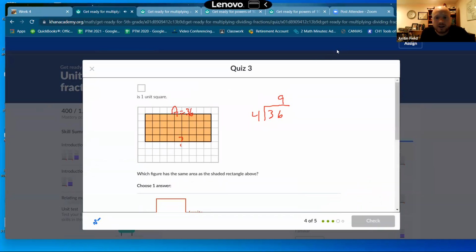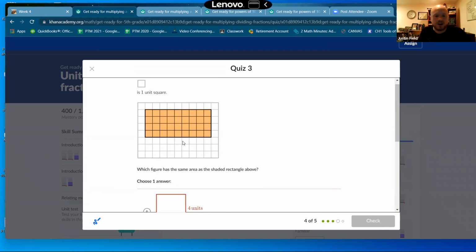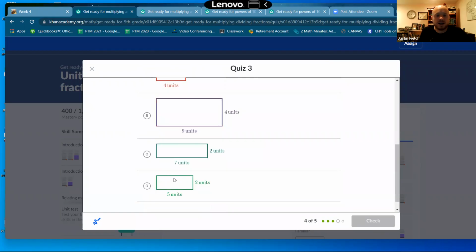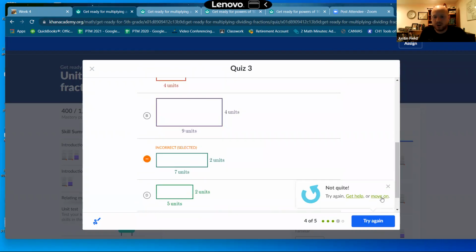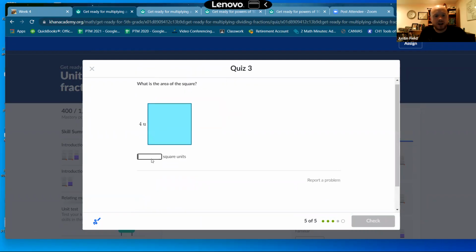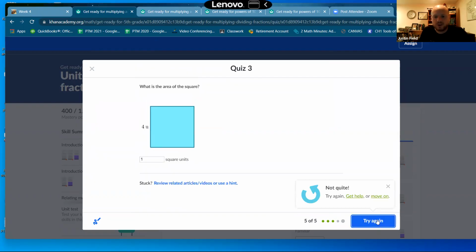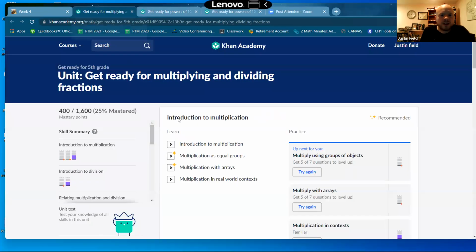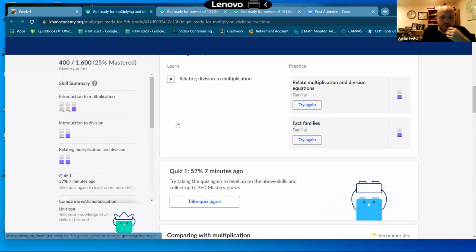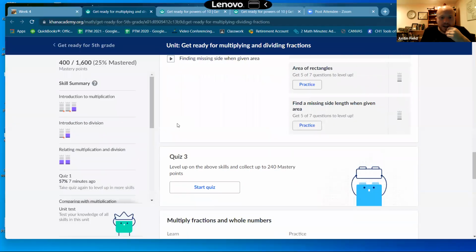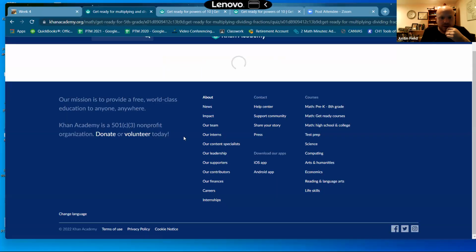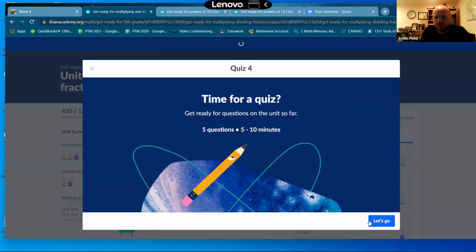Okay. So count the squares and then figure out which one has the same area. I don't want to spoil the fun for you. That one has a little trick, but let's see if we can figure it out. Okay, now we're going to do quiz 4. Is that right? Let's do it. Collect those mastery points.